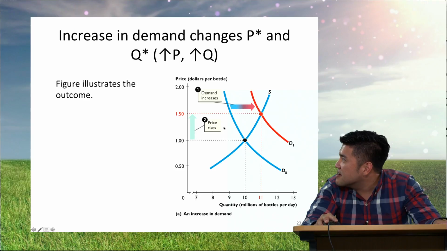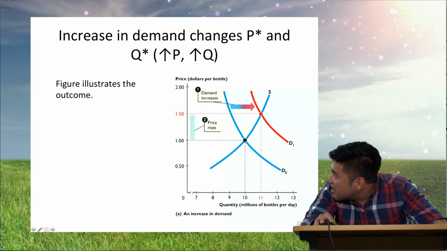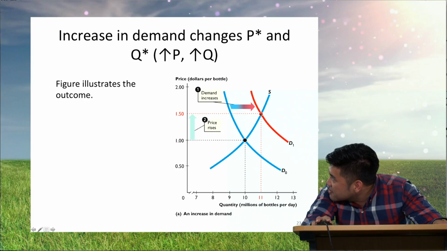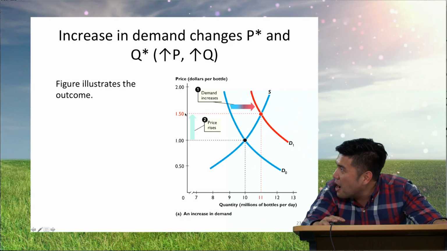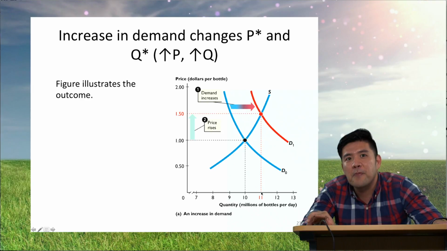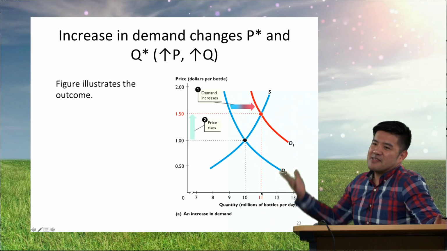So what is happening here, guys? That was the equilibrium point before. Now this is the new equilibrium point. Once the demand shifts to the right, market price goes up. Market quantity goes up. That makes sense, guys.